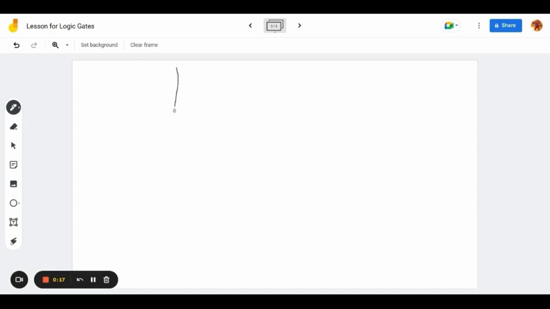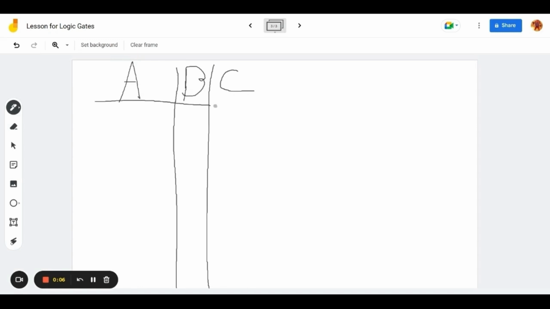So as I've already said, we have 3 inputs. So we put 3 inputs right here: A, B, and C. Remember, this represents 1, this is 2, this is 4. As I was saying, this represents 1, 2, and 4. So what we do here now is we just fill it in. That's all you need to do.